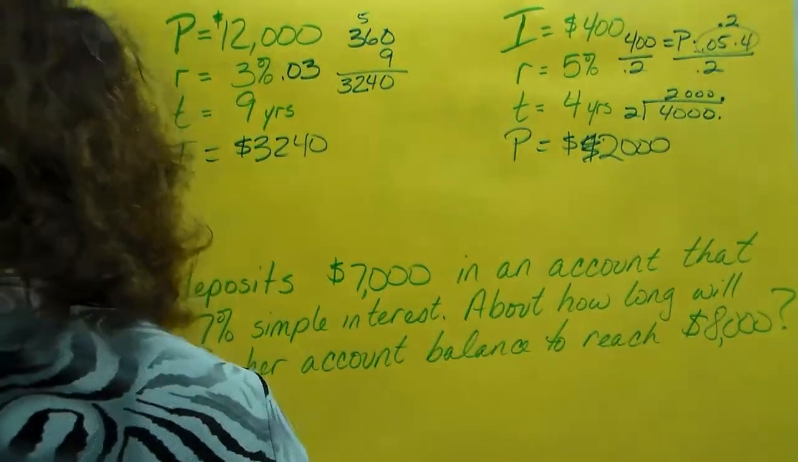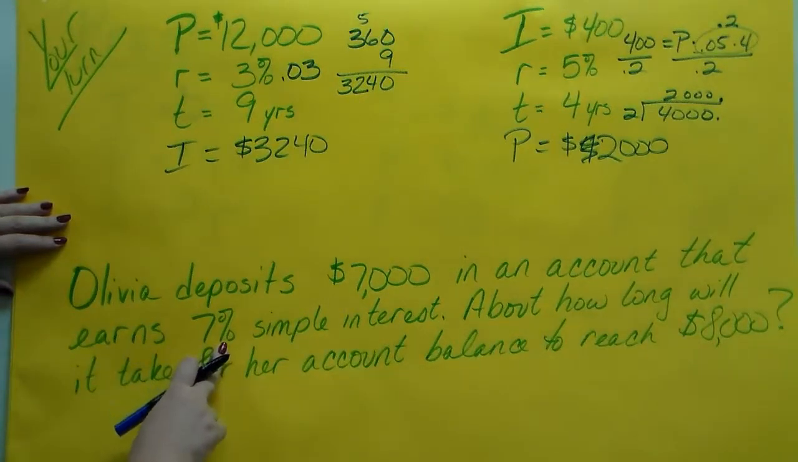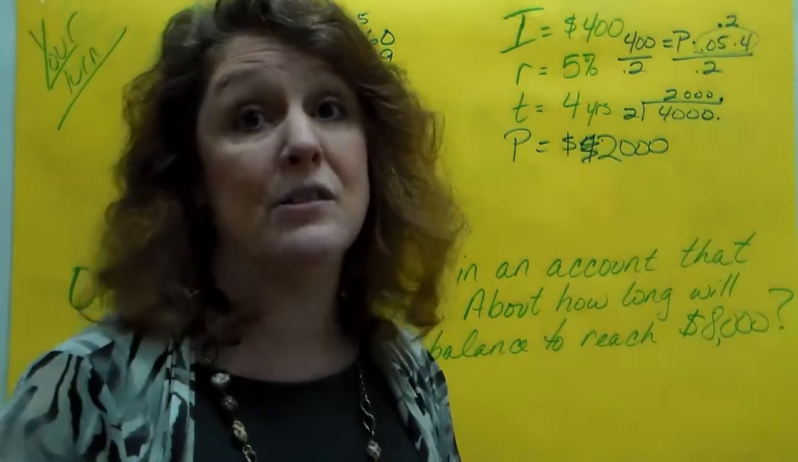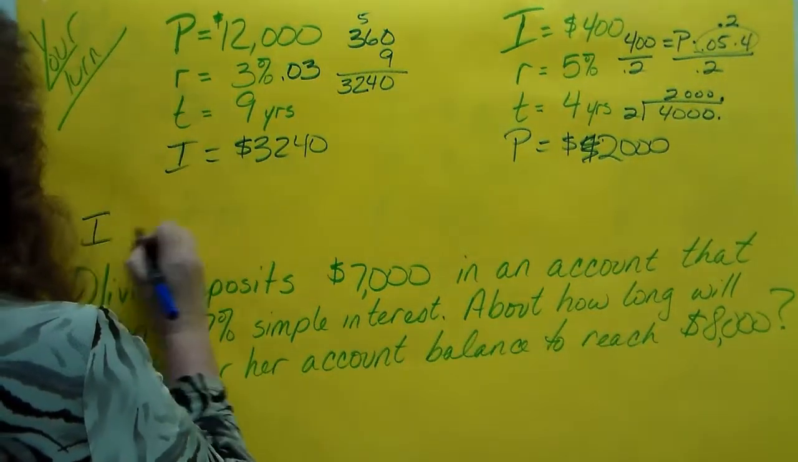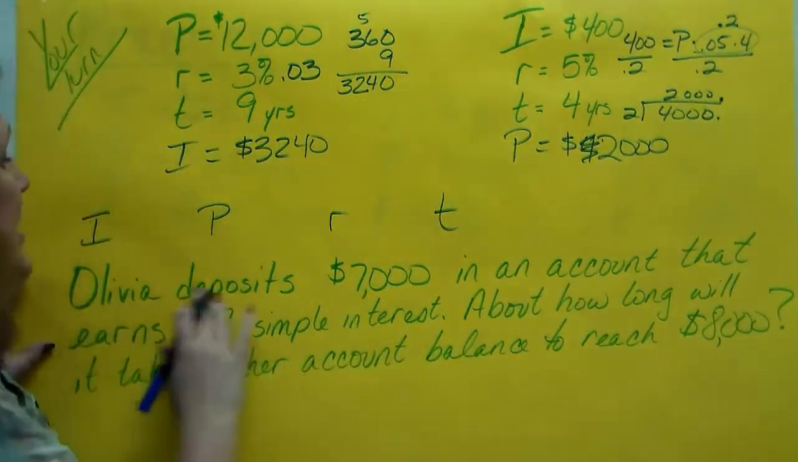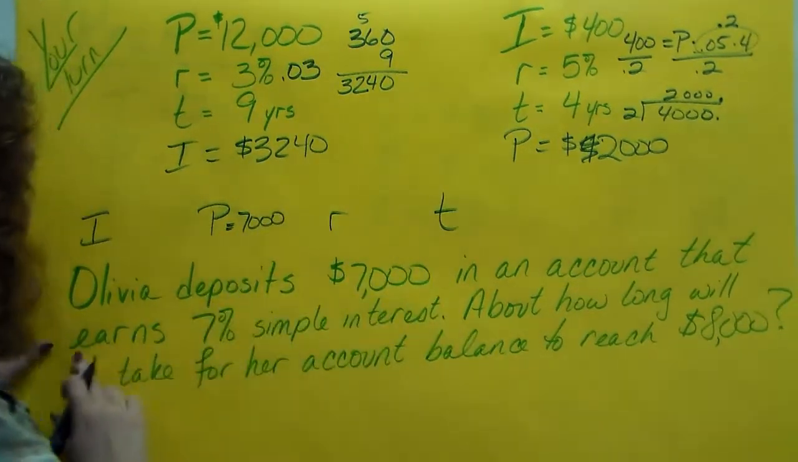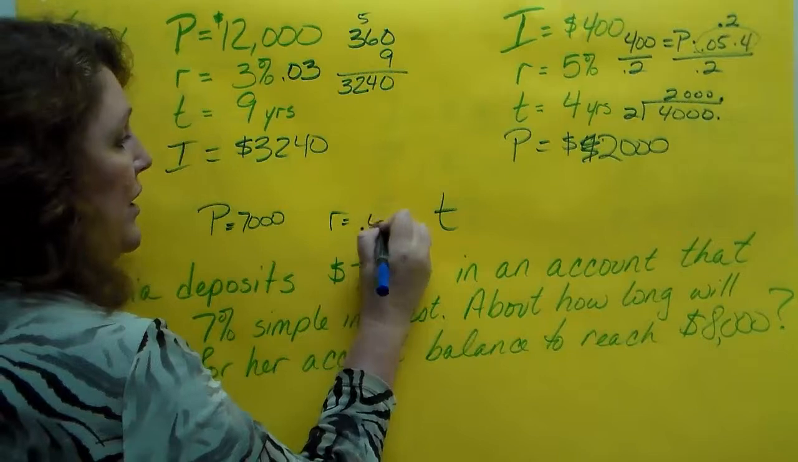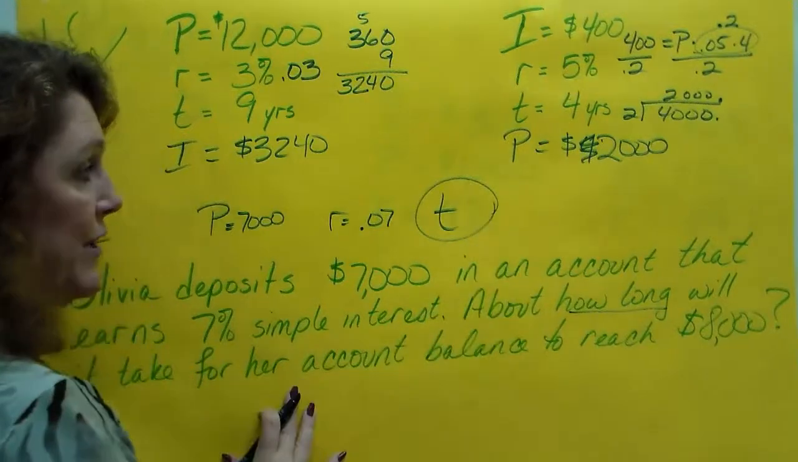All right, what's a word problem look like? Olivia deposits $7,000 in an account that earns 7% simple interest. About how long will it take for her account balance to reach $8,000? Now, we've got to identify our parts. We have an I, a P, an R, and a T, and one of these is missing. She deposits $7,000. This is principal. So we've got $7,000 there. In an account that earns 7%, this is our rate. So our rate is 0.07. About how long, this means this is our variable.